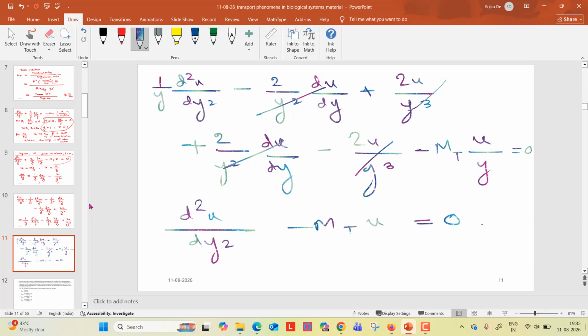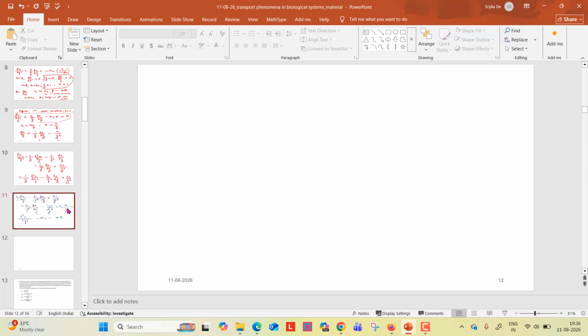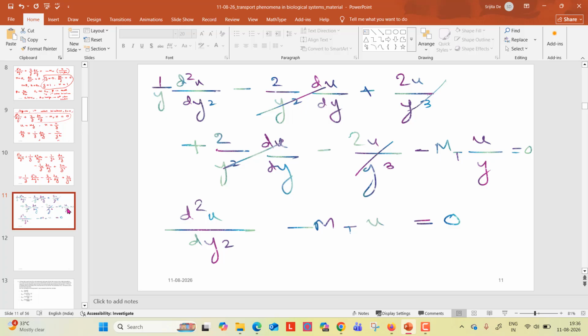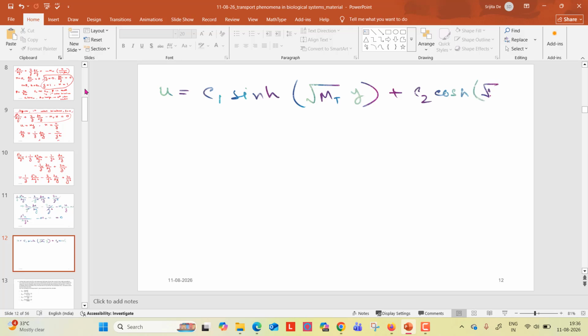Simple. Now if you solve this equation, it has a universal solution. I am not showing you how this equation is solved because it is solved in a similar way. You have to take u as some function and then you can solve it. But you can write it directly because it has a universal solution. That universal solution is u = c1 sinh(root mt y) plus c2 cosh(root mt y). Okay, simple.